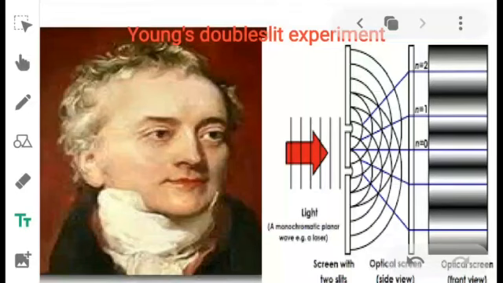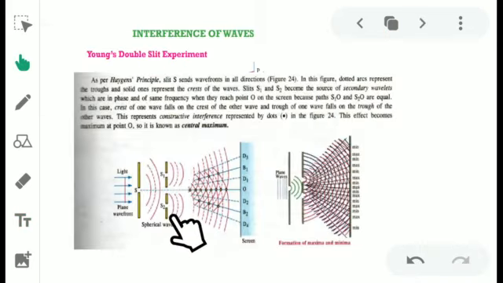Hello students, here we are going to discuss Young's double slit experiment. In the previous module we discussed the conditions for constructive and destructive interference. Two sources S1 and S2 are coherent sources made from the source S. The waves from S1 and S2 interfere with each other and we get alternate bright and dark bands on this screen. These bands we call fringes.